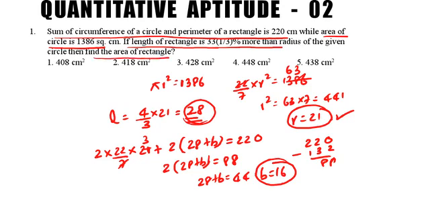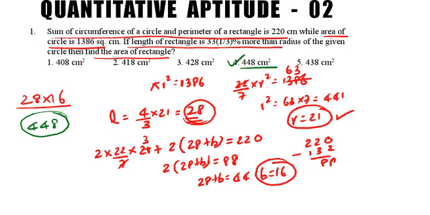Find the area of rectangle. Area of rectangle formula L into B. 28 into 16. What is the answer? 28 into 16? 448. 448 is the correct answer. 448 centimeter square is the correct answer. Option 4 is the correct one.